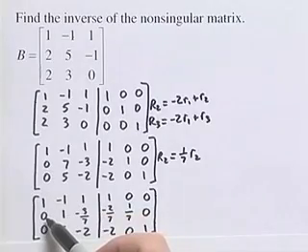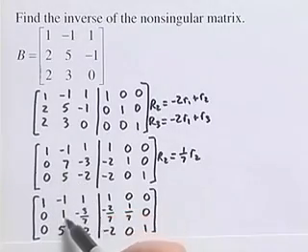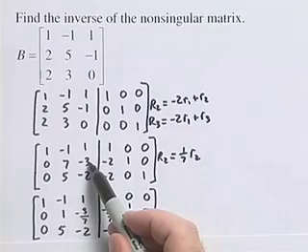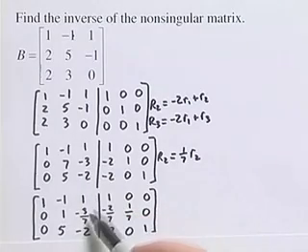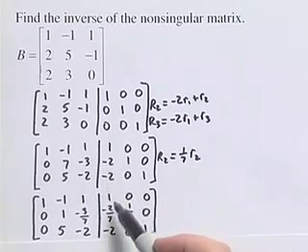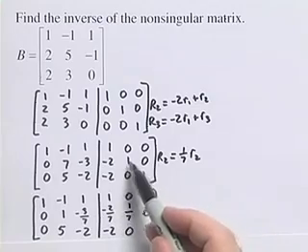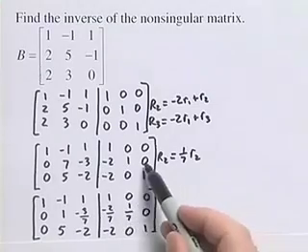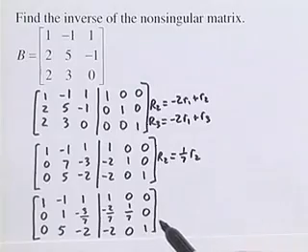1/7 times 0 is still 0. 1/7 times 7 is +1. 1/7 times -3 is -3/7. -2 times 1/7 is -2/7. And 1 times 1/7 is 1/7. 0 times 1/7 is 0. We need to move on to another sheet of paper to continue finding our inverse.